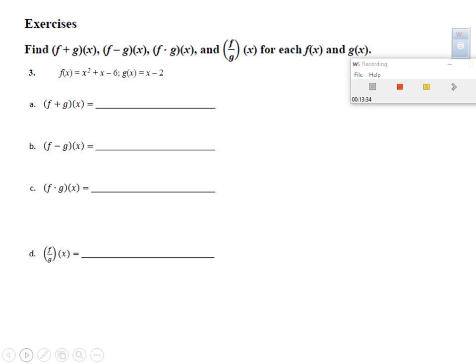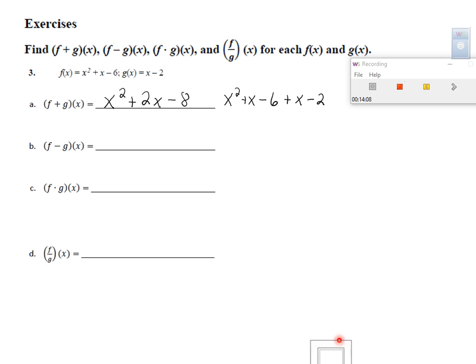Here goes number 3. A little bit tougher, but that's okay because there's a squared that shows up. So here goes my part A. It says f of x plus g of x. I'm going to have x squared plus x minus 6 plus x minus 2. Notice, guys, when I use the plus, I don't write any parentheses. Ending answer, x squared plus 2x minus 8.